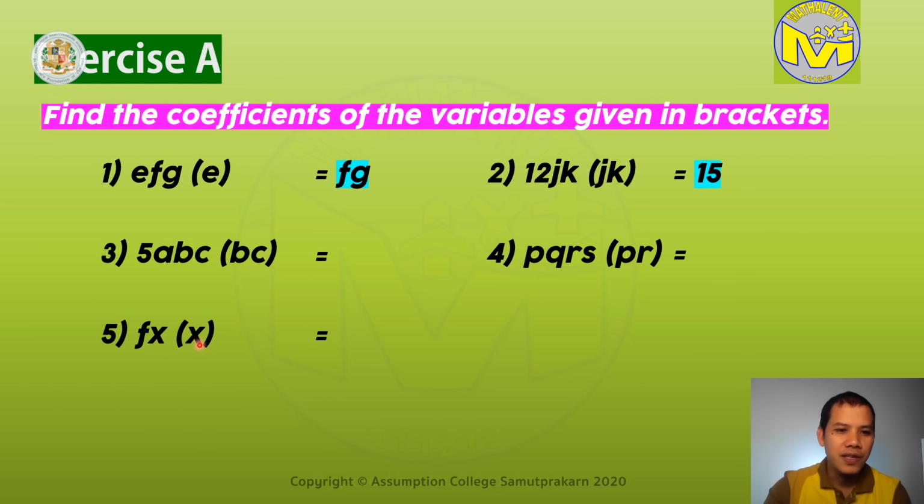Number 5. In fx, what is the coefficient of x? Wow, it is very easy. It is f, right? Next number. Number 6. Z is in the bracket. What is the coefficient of Z in 8Z? Obviously, they are only 2, so it is the number 8. It is number 8. Very good.